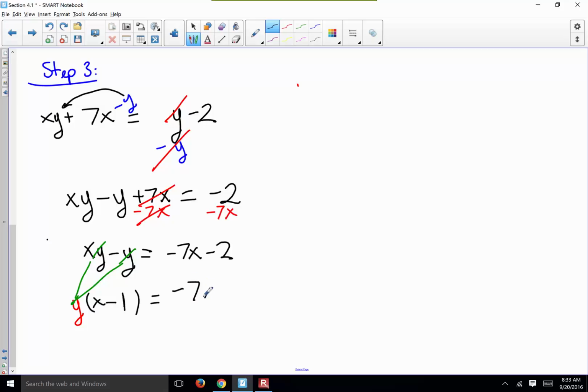Okay, finally I have a single y, but it's not being completely isolated. There is a nasty stuff multiplying it. How can I get rid of this nasty stuff right beside my y?